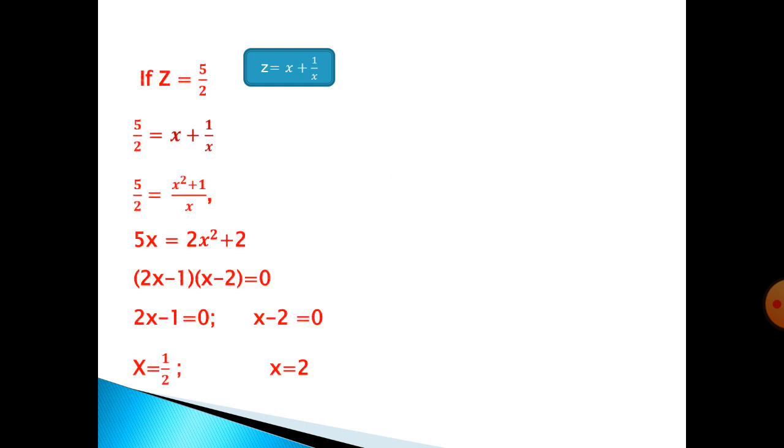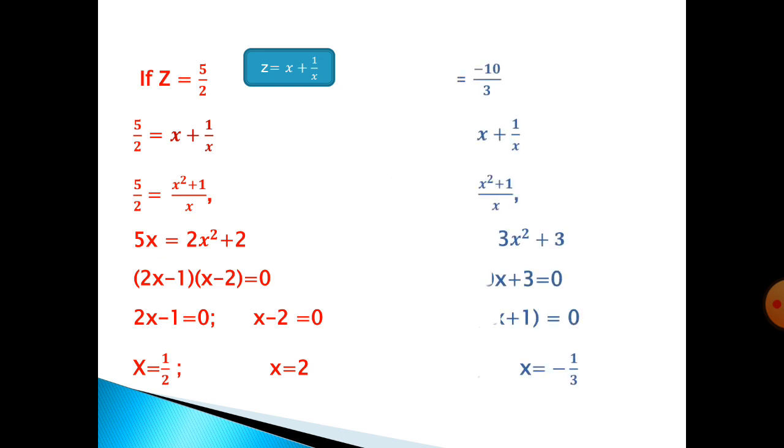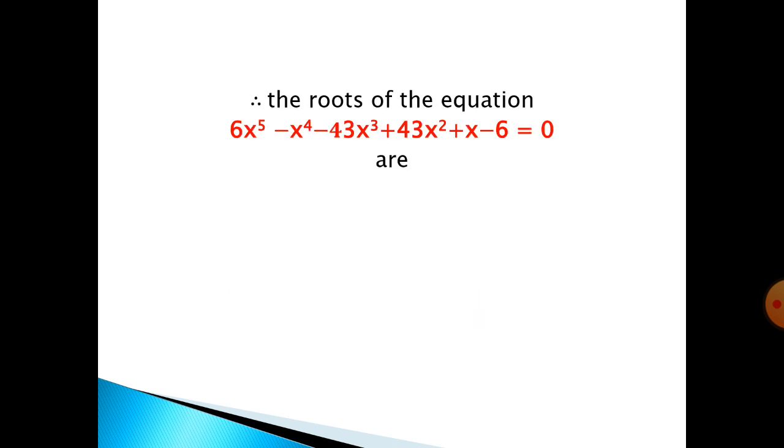We know that z = x + 1/x. If z = 5/2, we get x values as 1/2 and 2. If z = −10/3, we get x values as −3 and −1/3. Since it is a 5th degree equation, it has 5 roots.